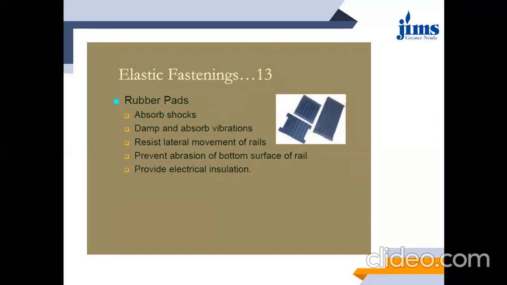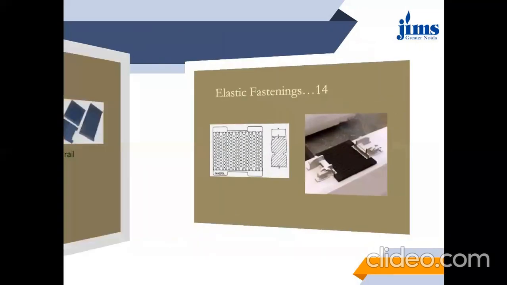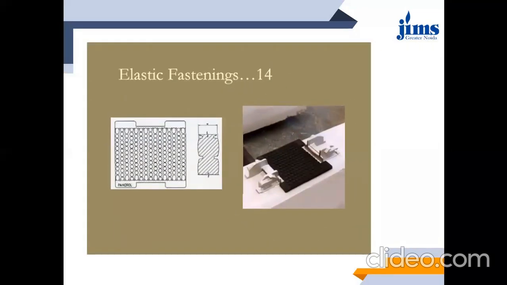Then they also resist the lateral movement of the rail. Why? Since they are rubber pads, they will have a good grip. They also prevent the abrasion of the bottom surface of the rail. Why? Because friction will be reduced. Metal to metal contact will not be there, so they will prevent abrasion. Then they also provide electrical insulation. Here is a realistic image which shows the use of the rubber pad.